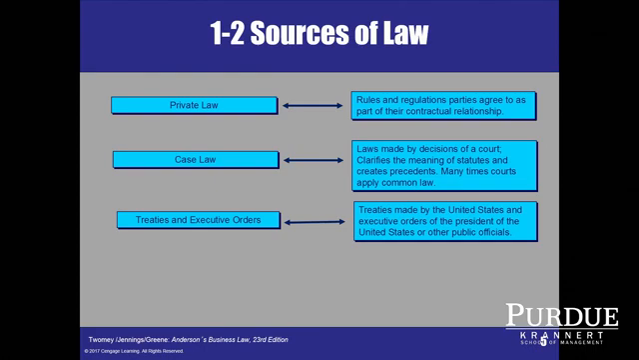Then there are treaties and executive orders. Treaties are the laws that are created between countries. So the European Union was created by a treaty. The United Nations was created by a treaty. NAFTA, the North American Free Trade Organization, was created by a treaty. So think, when you hear treaty, you think international law between two or more parties.